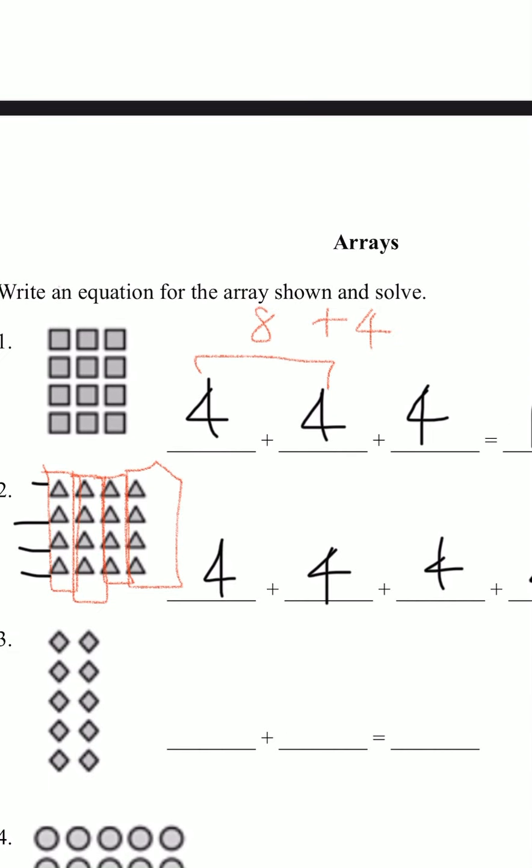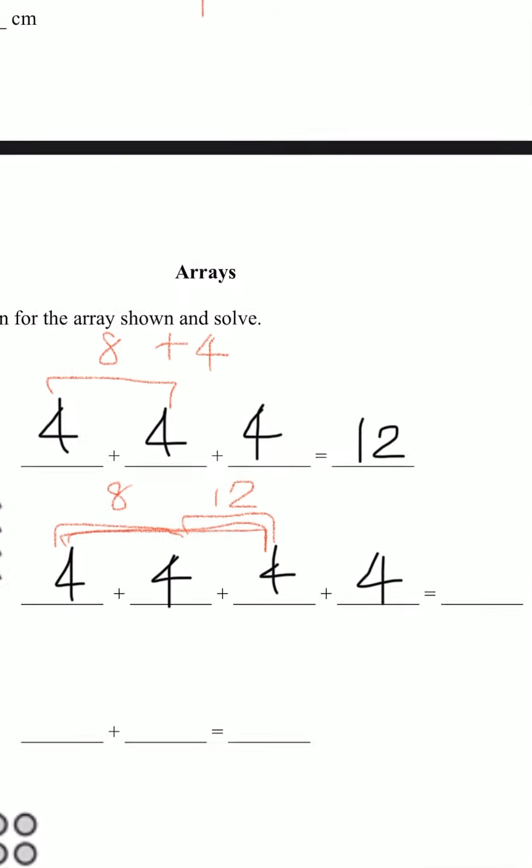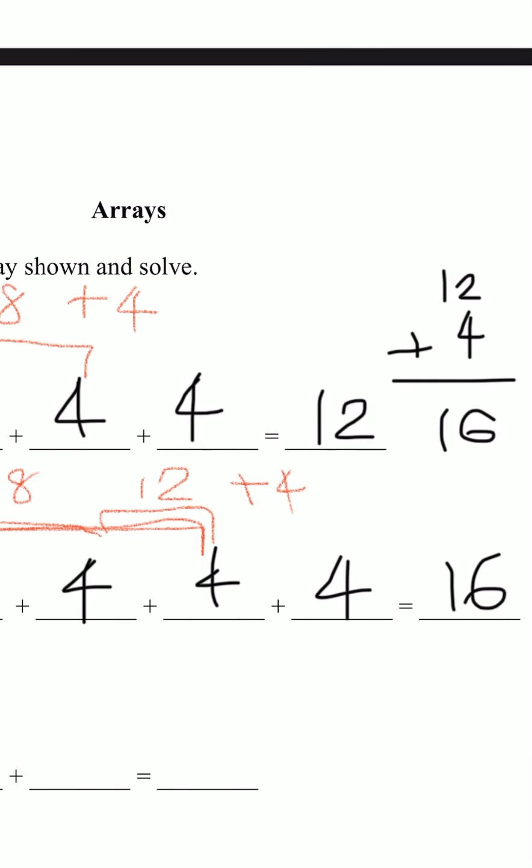Now we're going to count. So 4 plus 4 is 8. And 8 plus 4 is 12, right? So altogether, it equals 12. And then we have to add 4 again. So 12 plus 4. That's going to be 6, and the 1 drops, so we have 16. Okay?